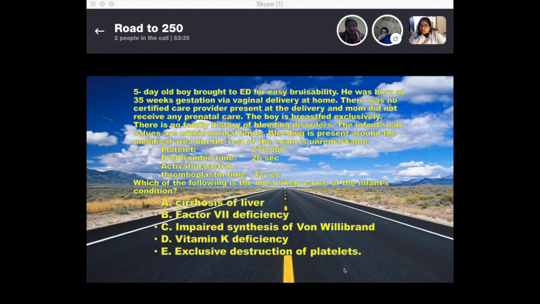Well, it's not factor 7 because if you look at the PT and PTT, well, factor 7 is just PT. It's a little elevated, but not super elevated. PTT is normal as well, right? Yeah, they're both normal. Platelets are normal. So it's not von Willebrand's because you would have a bleeding disorder with that. Right. Cirrhosis of the liver doesn't make sense. So D?